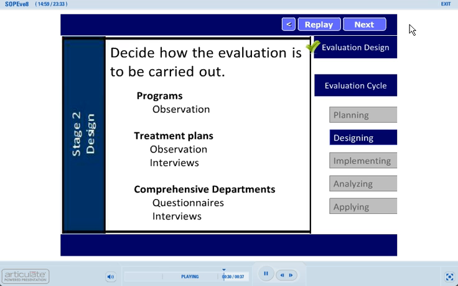You will decide if you are writing a formal report, a simple progress note, or a short summary, and how often you will need to conduct the evaluation.